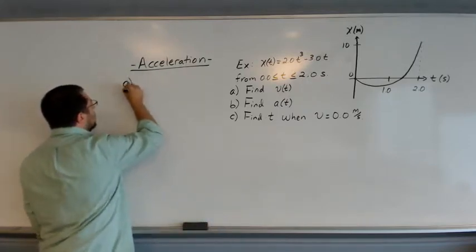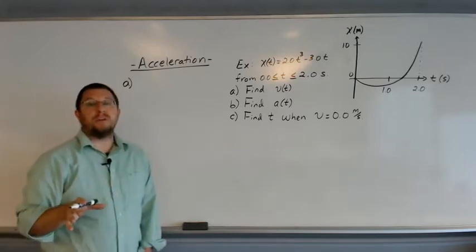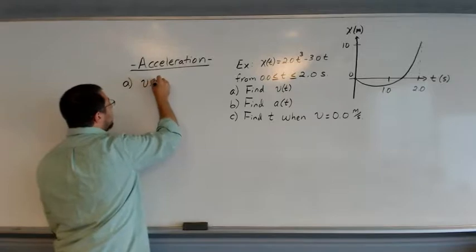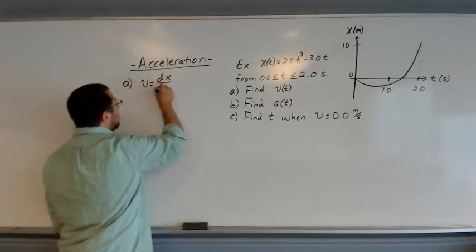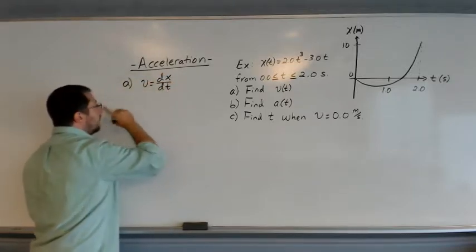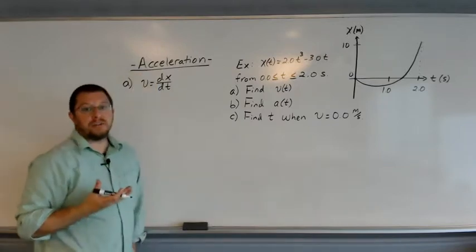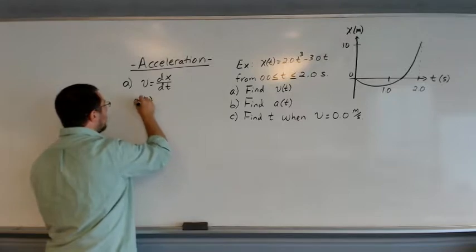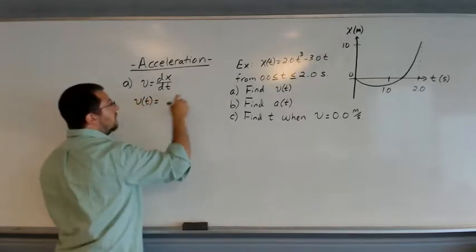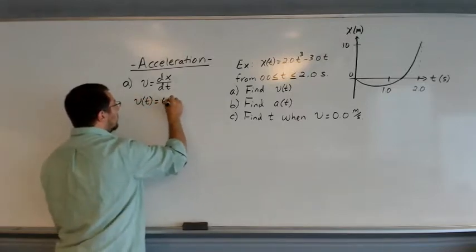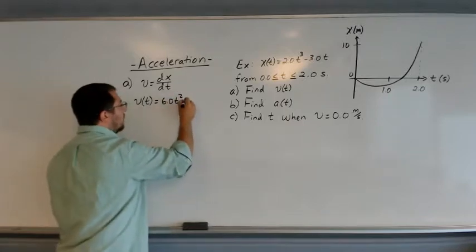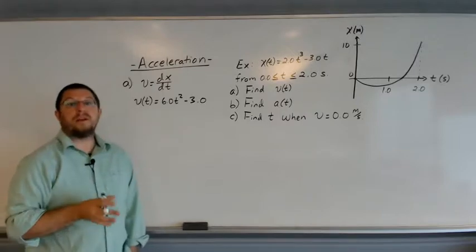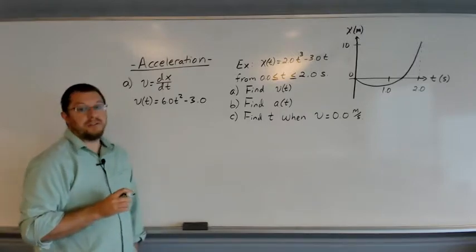So to find the velocity, all we're going to do is take the derivative, because remember that v is equal to dx/dt. And this is going to give my velocity as a function of time. So v as a function of time is going to be 6t squared minus 3. So there's my velocity as a function of time.